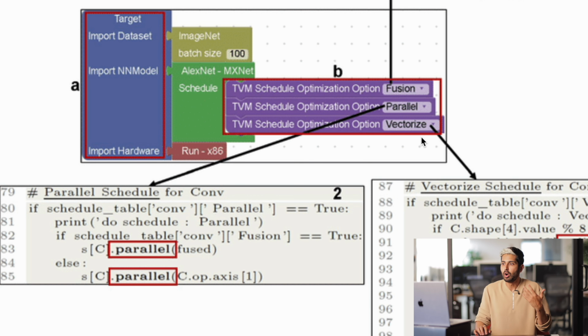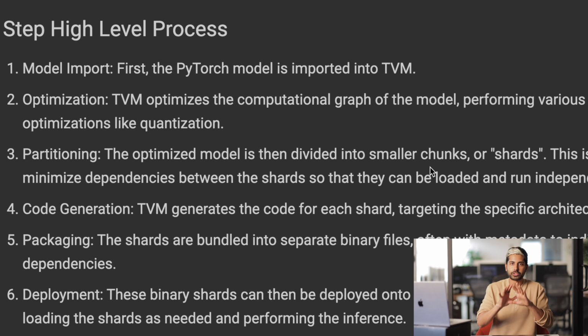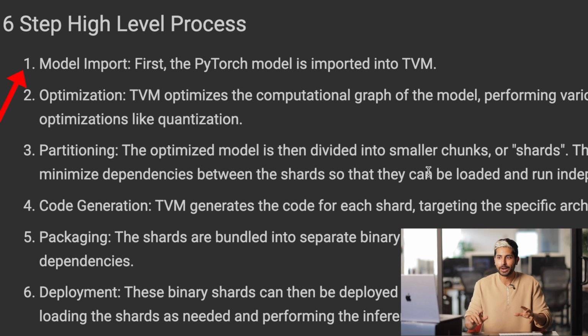It could vectorize them, all these different things. And so there's a 6-step process here, right? The first step is we import our PyTorch model. The second step is we optimize this model. The third step is we partition this model into small chunks. The fourth step is we generate actual code to run inference for iOS and Android. The fifth step is we package it for iOS and Android. And the sixth step is we deploy it and we start running it in Xcode and Android Studio. Okay, so that's the 6-step process.